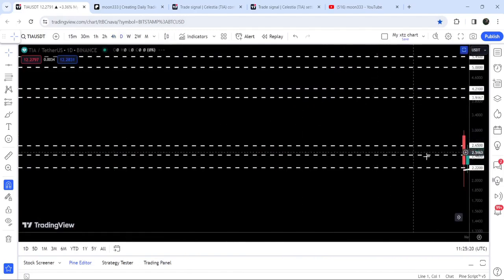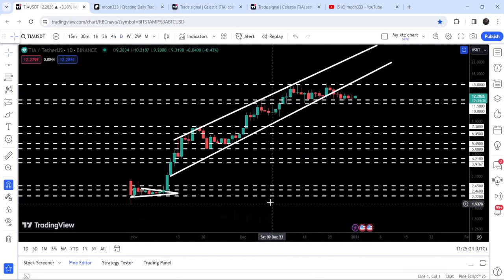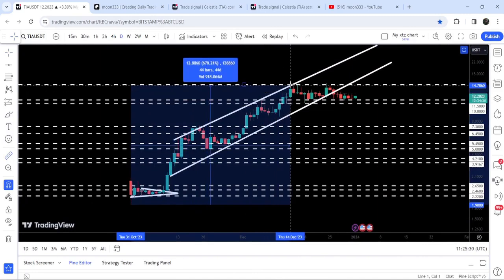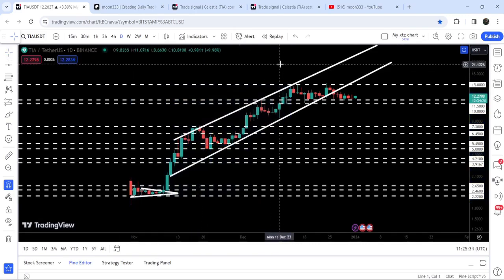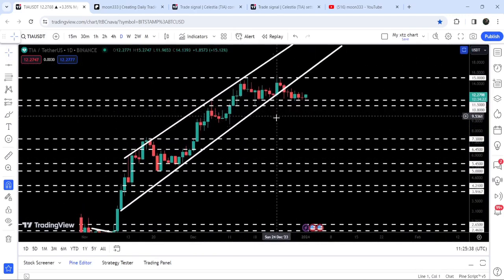And now on the daily time frame chart, it has formed this very big rising wedge. If I place this measurement tool from this low to this high, then you can see that so far it has rallied almost 678%. Here you can see. And recently, you can see that we have broken down the support of the rising wedge pattern.